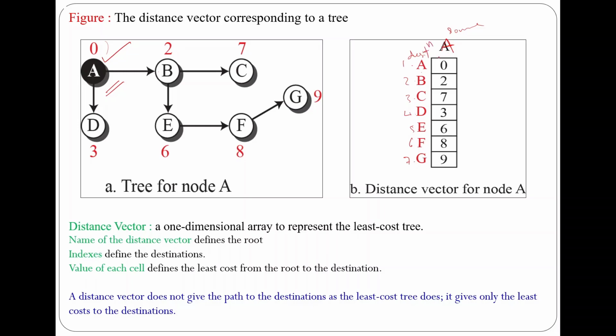So if source is A and destination is also A, what is the cost of that path? Cost of that link? Yes, 0. Similarly, if the source is A and destination is B, what is the cost of that? 2. So in that way, we can fill this table with respect to the source A and different destinations in the figure. Okay. So you see from A to G.